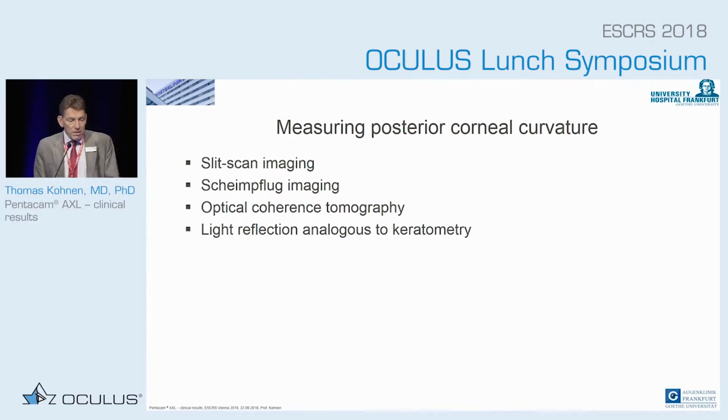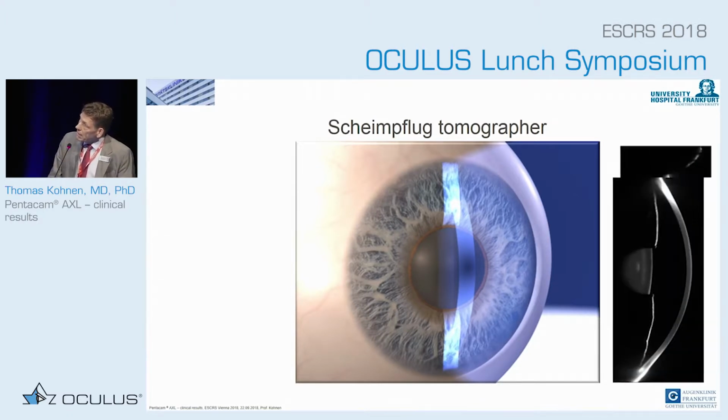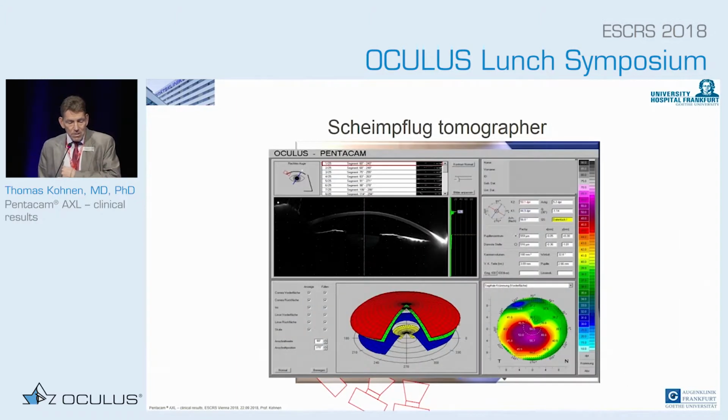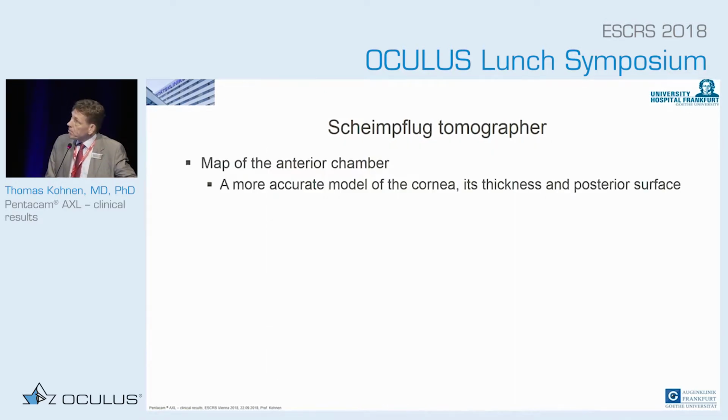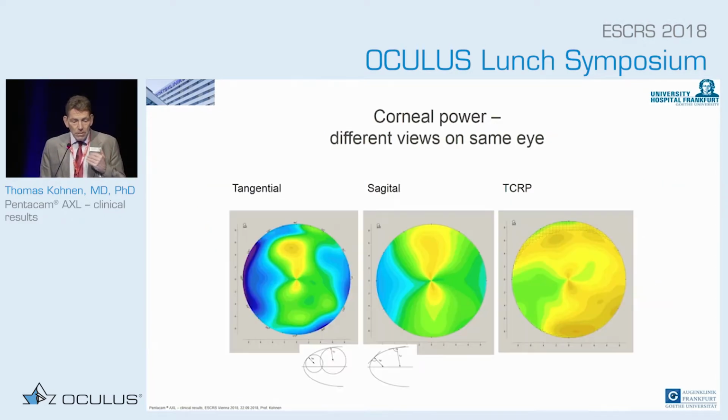Doing this: slit scan imaging, Scheimpflug, optical coherence, light reflective, analogous to keratometry. And here we are focusing on the Scheimpflug imaging. Now the topographers are here. We produce an image of the anterior segment, and the anterior segment is then distributed in this map, which gives you a lot of information. If you look at the map of the anterior chamber, it is in accordance with Snell's law in order to produce our information.